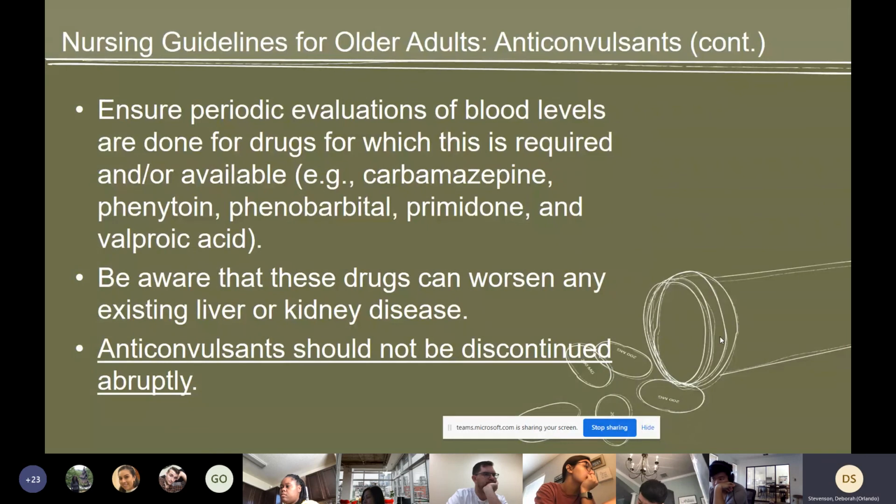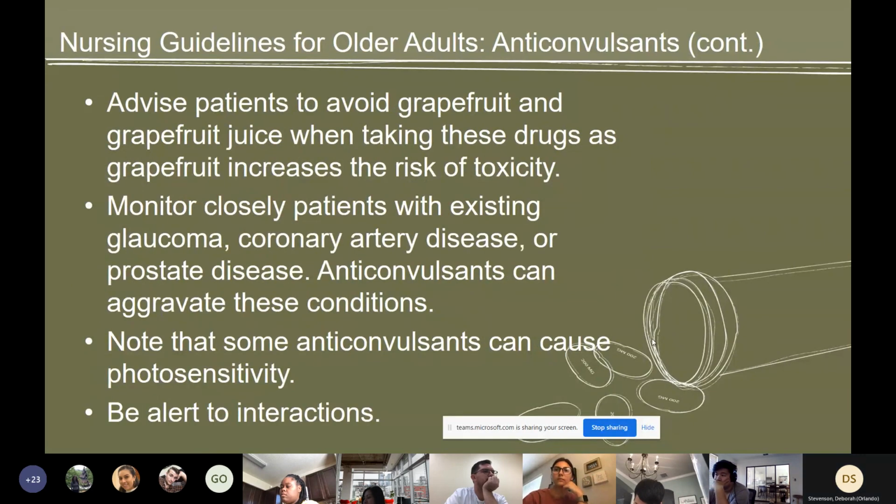But we should not be all of a sudden taking a patient off of anticonvulsants because it will do them significant harm. All right, so we're not going to do that. So let's teach them a little bit.